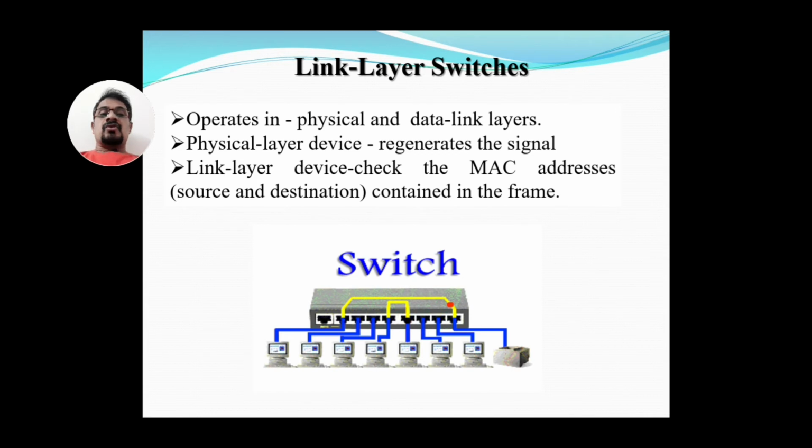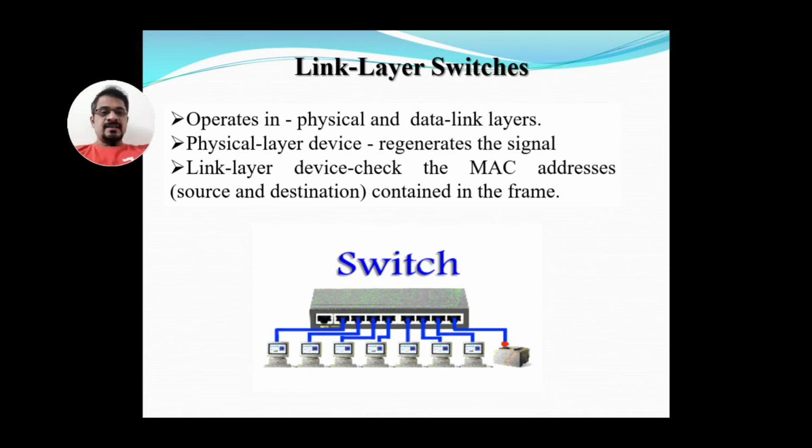The major drawback is that at a time only one device can send data. The remaining systems can't send data, which occupies huge bandwidth and wastes network resources. That is the reason we move to the next level, link layer switches, which operate in both the physical as well as the data link layer. When compared to hubs, they are the next level of networking devices.